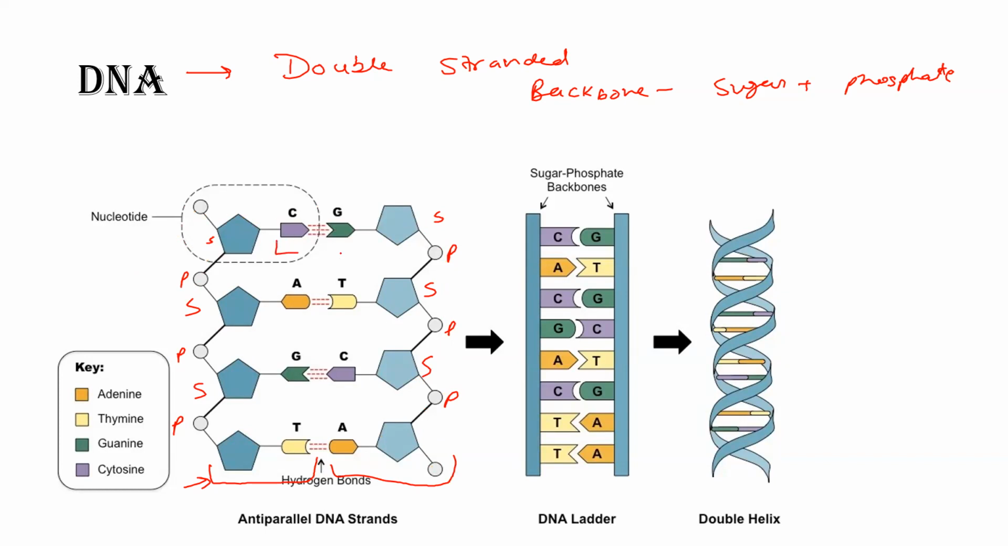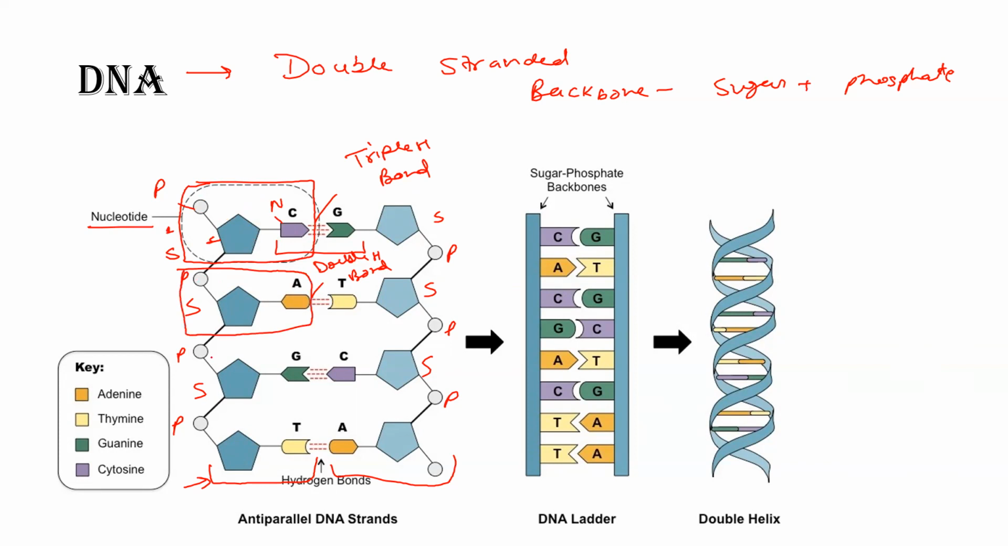Now, between both the strands, nitrogen base pairs are found. Cytosine is attached to guanine with the help of a triple hydrogen bond, and adenine is attached to thymine with the help of a double hydrogen bond. Now you see here, phosphate, sugar, and nitrogen base together form the nucleotide. This is one nucleotide, this is the second nucleotide, this is the third nucleotide, and this is the fourth nucleotide.